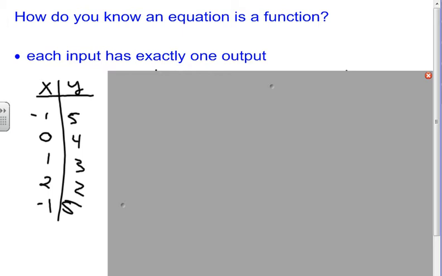But let's take a look at this first relation. It's just a set of points, set of ordered pairs. So everyone look at it and decide, is it a function, yes or no, and I'll count you down. You can tell me.